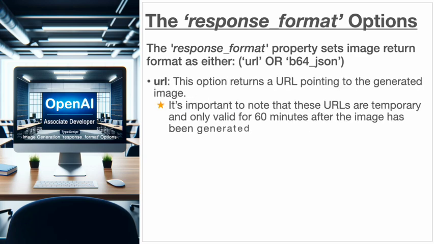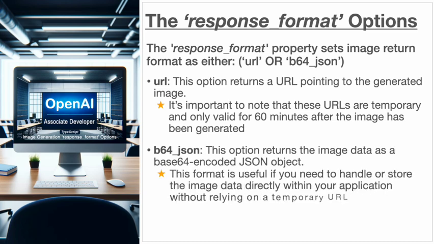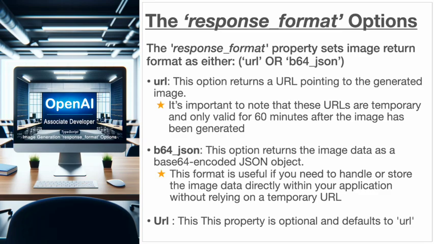URL. This option returns a URL pointing to the generated image. It's important to note that these URLs are temporary and only valid for 60 minutes after the image has been generated. B64 JSON. This option returns the image data as a base64 encoded JSON object. This format is useful if you need to handle or store the image data directly within your application without relying on a temporary URL. To understand the response format property better, let's jump back into our code.